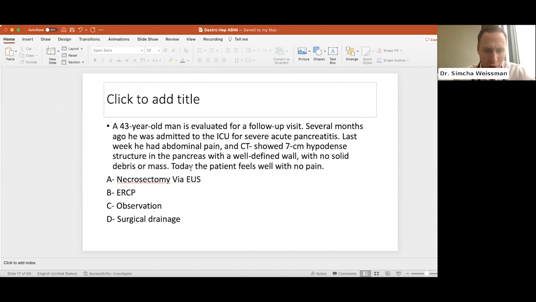Okay, a lot of us are saying we have a bit of a mix of things. Some of us are saying you do necrosectomy, ERCP. So the answer is what? What are they explaining? This is a patient who comes in.